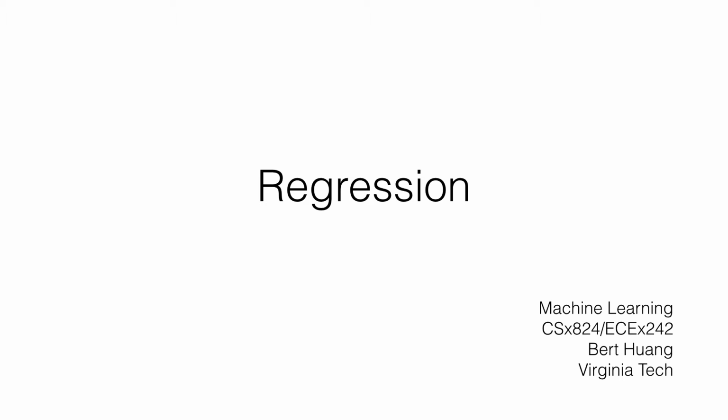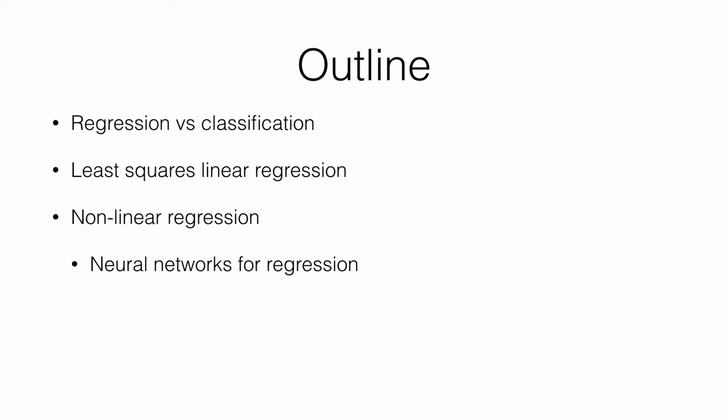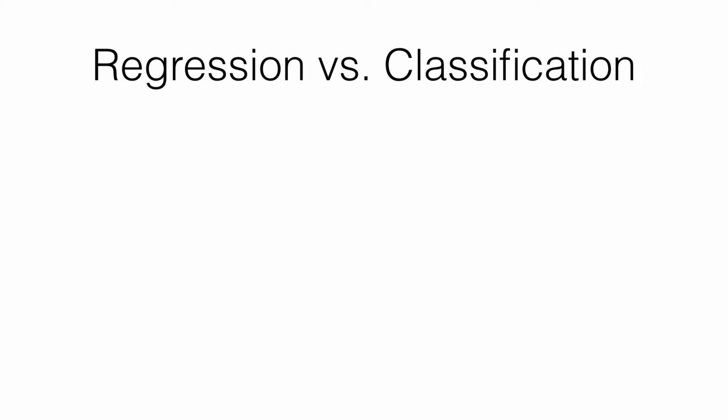This video is going to give you an overview of regression. The outline is as follows. We'll talk about how regression relates to classification. I'll describe least squares linear regression, and we'll talk about the limitations of that and deal with how we can handle nonlinear target functions for regression. And some of the methods we're going to talk about for accomplishing this are using neural networks, using basis functions, and SVM regression. So first off, what is regression?